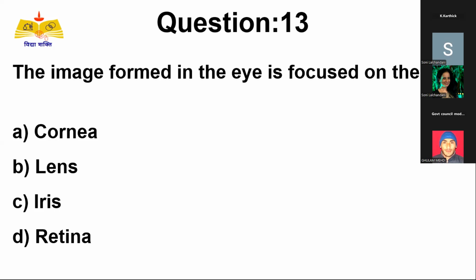Question number 13. The image formed in the eye is focused on the: A option, cornea, B lens, C iris, D retina.